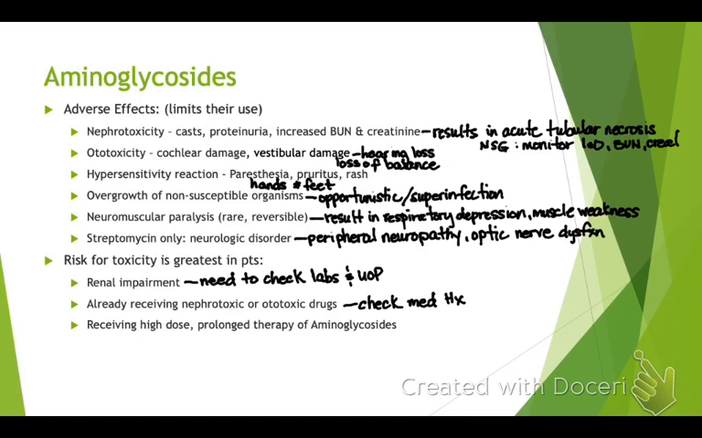Also important to know with aminoglycosides, risk for toxicity is greatest in specific patients. These are patients that already have renal impairment, so you do need to check your labs and your urine output. They may already be receiving nephrotoxic or ototoxic drugs, so you need to check their med history. And those patients receiving high dose or prolonged therapy of aminoglycosides are also at greater risk for toxicity.